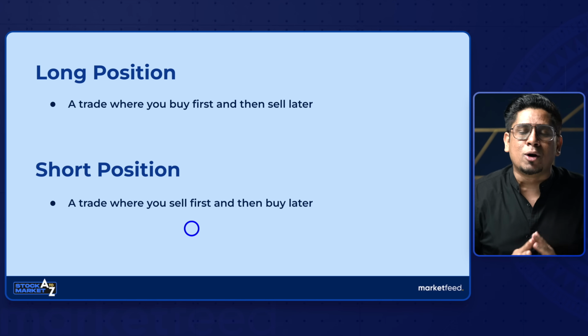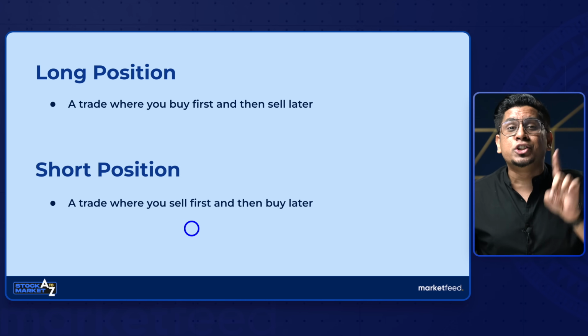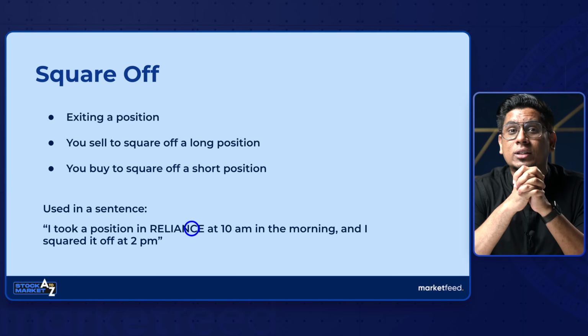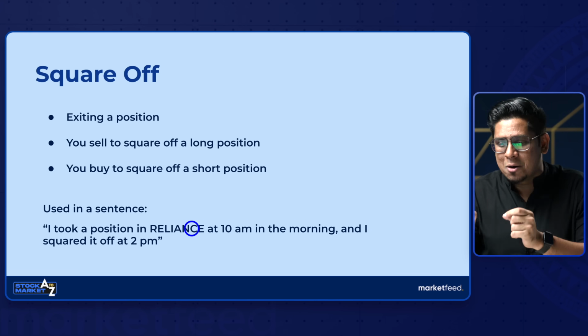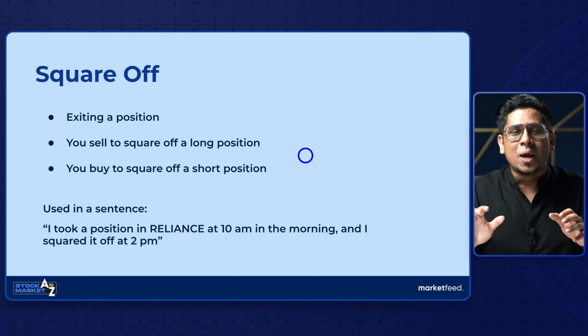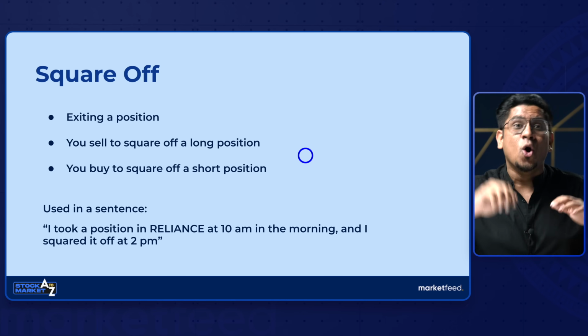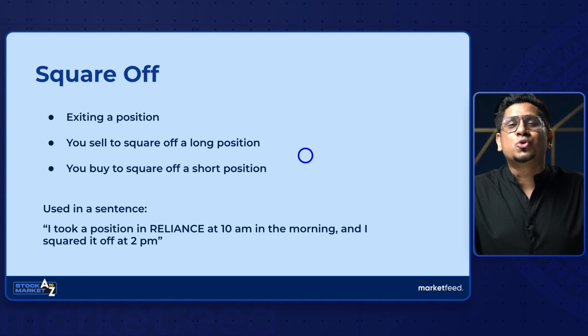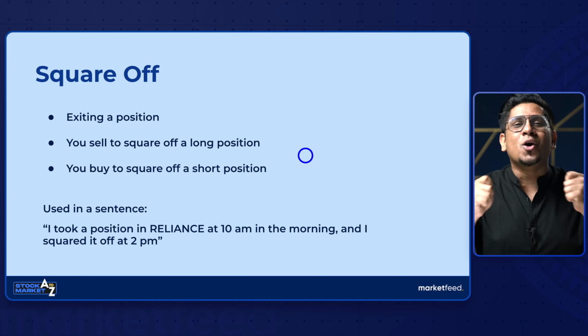We have already learned about short selling. That's exactly what a short position is. The next term is very important when it comes to a trader, which is squaring of a trade. The term is square off. Squaring of a trade means exiting a trade. That is it. Maybe you would have entered into a long position or you would have entered into a short position. If you exit the trade, it is called squaring of that trade or squaring of that position.